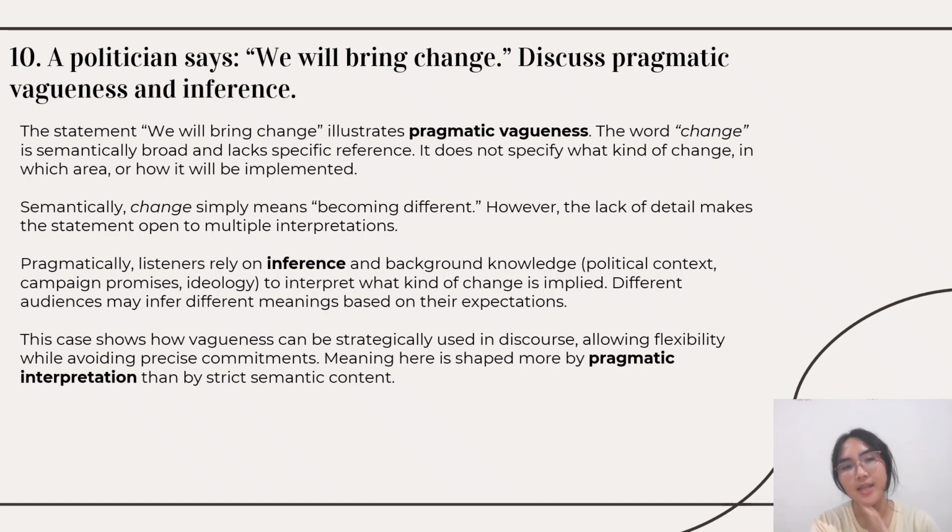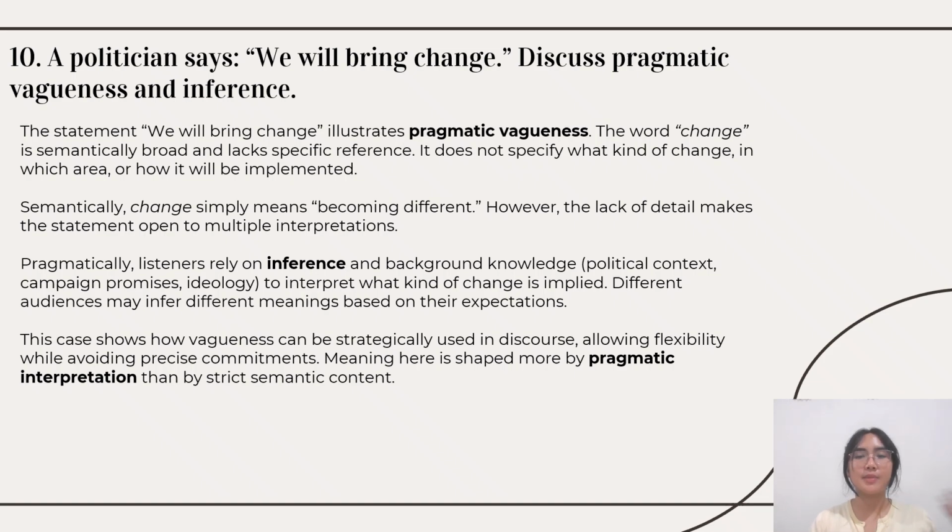Next is number 10. A politician says, "We will bring change." Discuss pragmatic vagueness and inference. The statement "we will bring change" illustrates pragmatic vagueness. The word change is semantically broad and lacks specific reference. It doesn't specify what kind of change, in which area, or how it will be implemented.